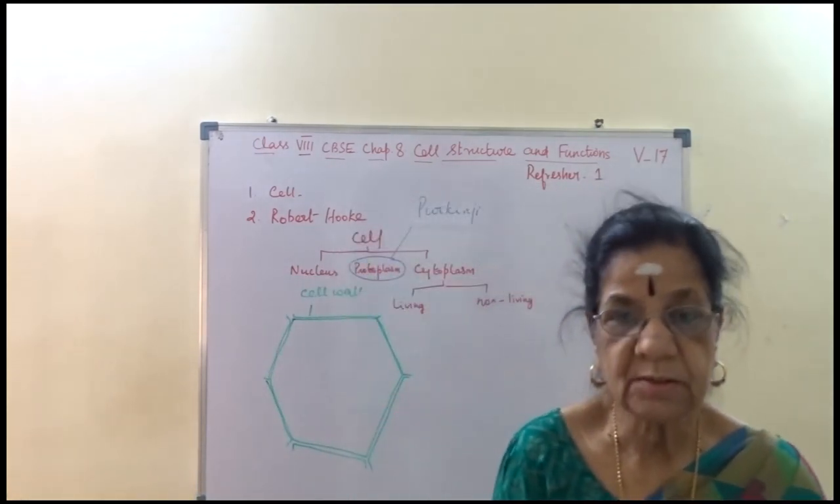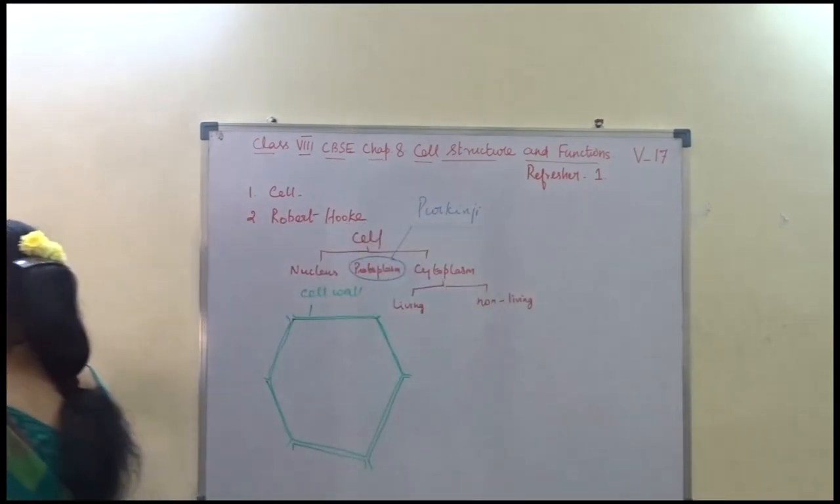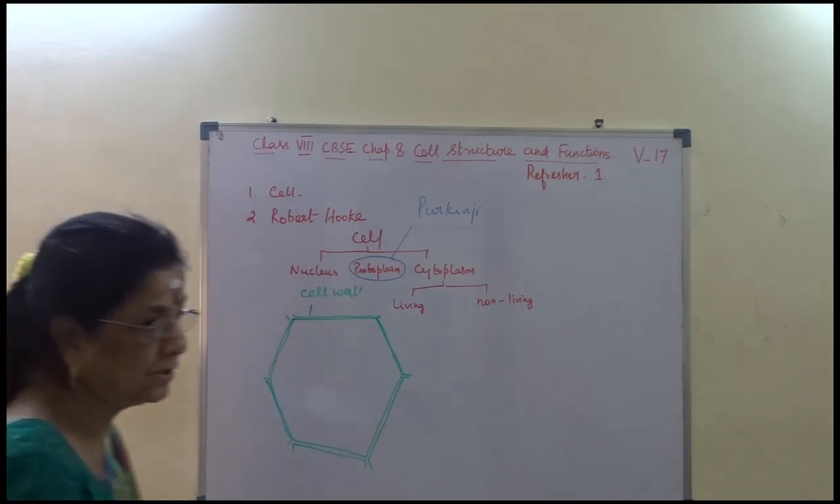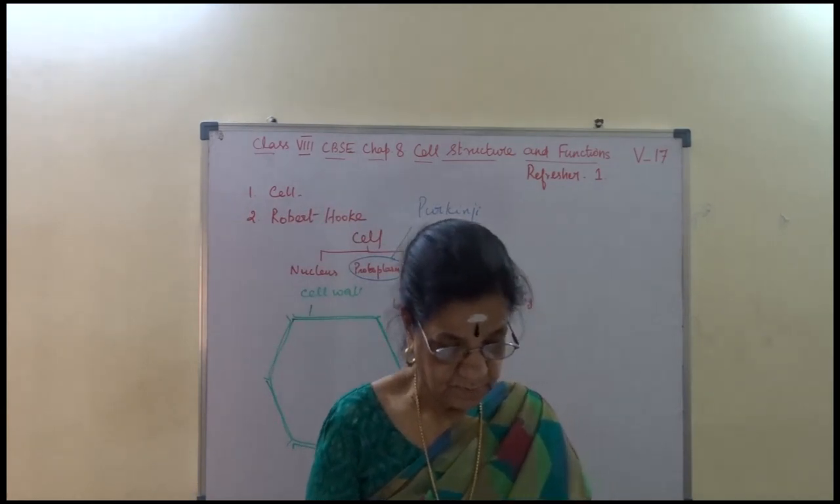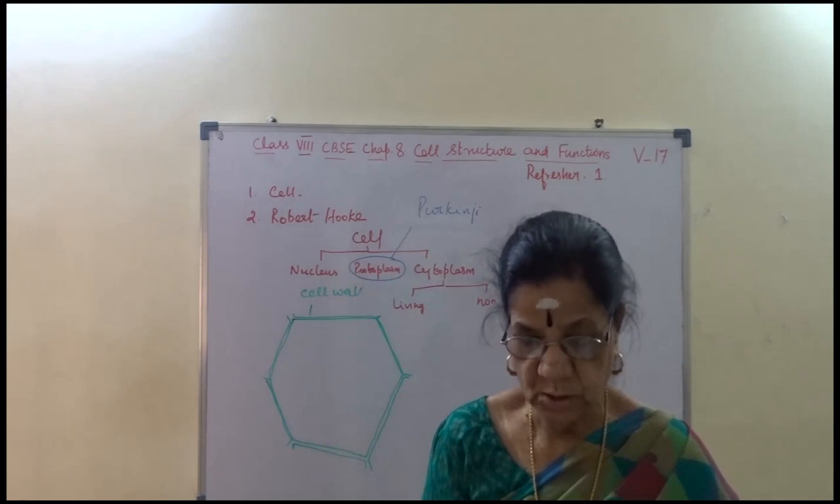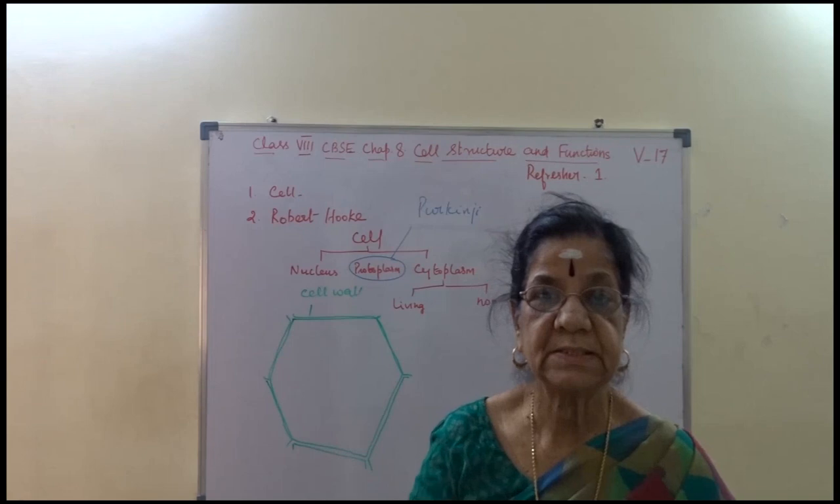Now this cell wall that we saw, what do we say: in plant cell, the cell wall is present. In plant cell wall is present. Animal cell lacks cell wall. Instead, cell membrane is present. I hope you understand this.